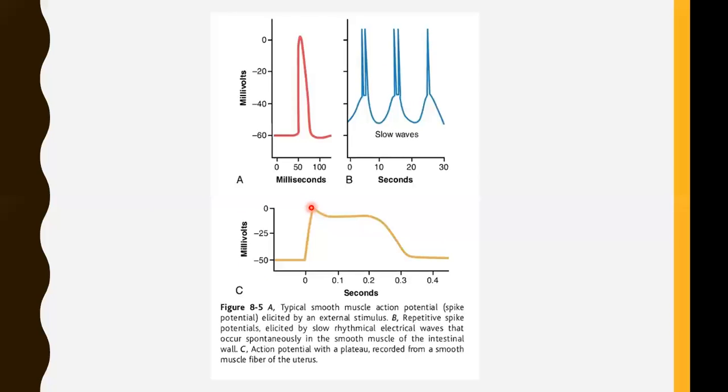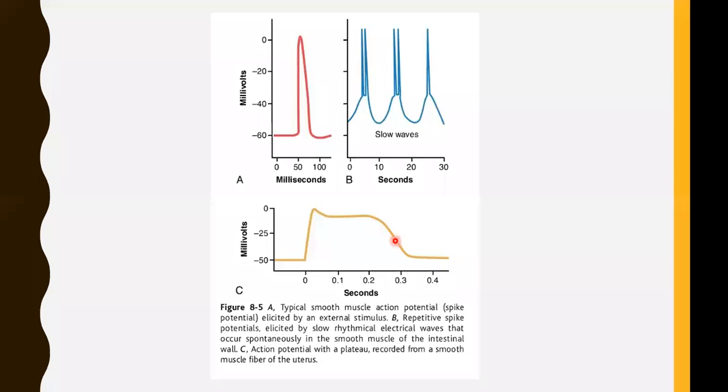So there is creation of negativity in the interior, but the channels are slow, so they open over a longer duration of time and they close over a longer duration of time. Due to that, there is formation of the plateau. Then, once the calcium channels close, they are immediately followed by the opening of the voltage gated potassium channel and the repolarization.